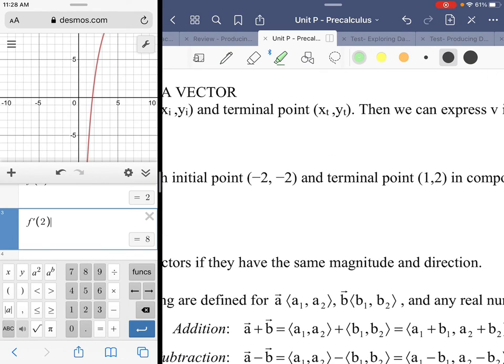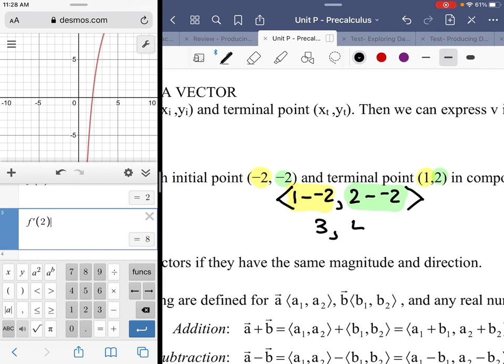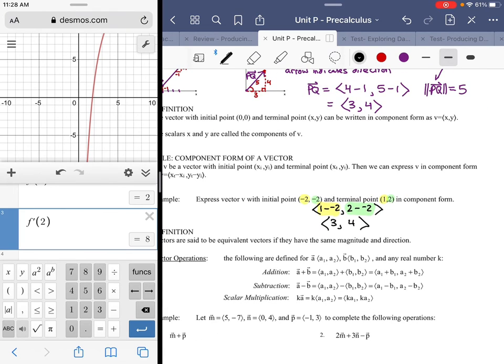Express vector v with initial point -2, 2 and terminal point 1, 2 in component form. All right, so the component form would be, again, taking your x components, so in this case 1 minus -2, and your y components, 2 minus -2. All right, might as well highlight. So 1 minus -2 is 3. 2 minus -2 is 4.